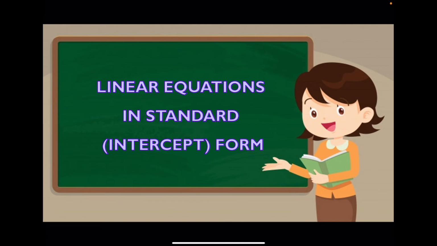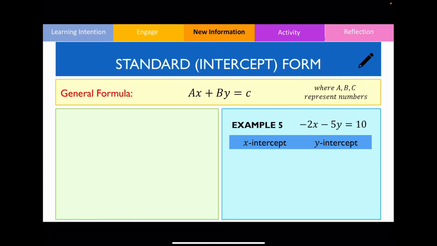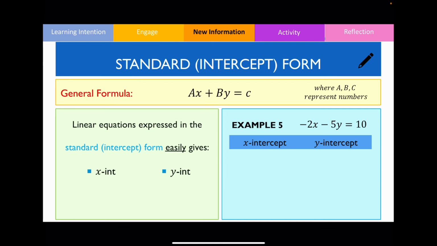When linear equations are presented in the standard intercept form, they are often in the form ax plus by is equal to c, where the letters a, b, and c are numbers. One of the main advantages of the standard form is that it will allow us to easily work out what is the x-intercept and y-intercept for that given equation. So let's look at this example, negative 2x minus 5y is equal to 10.